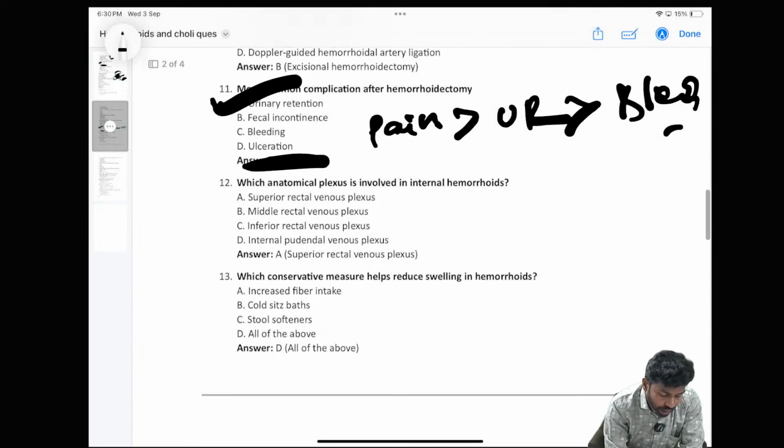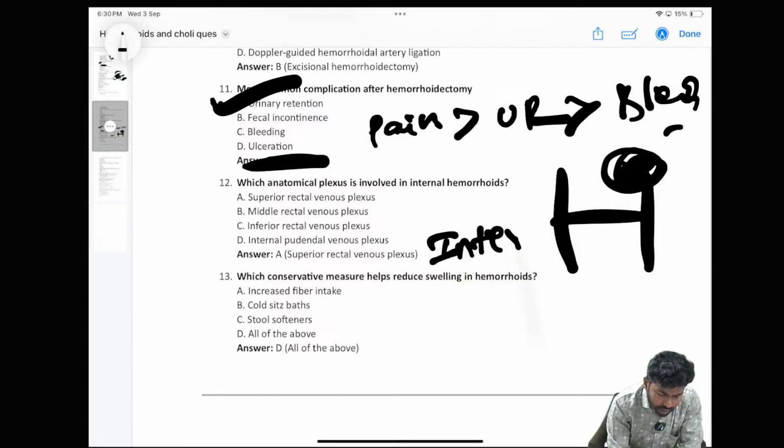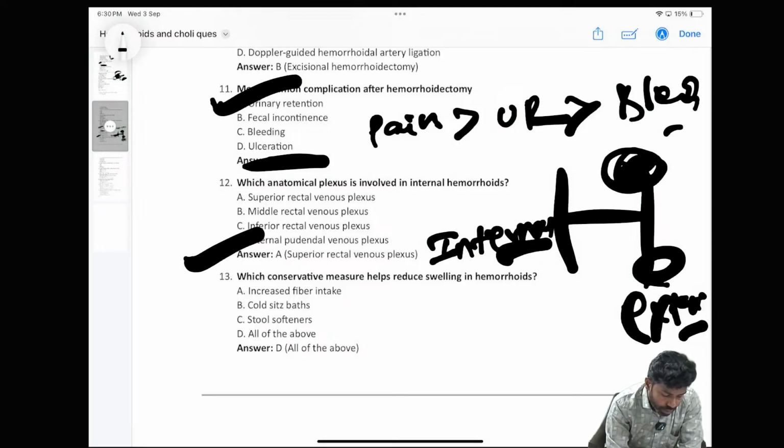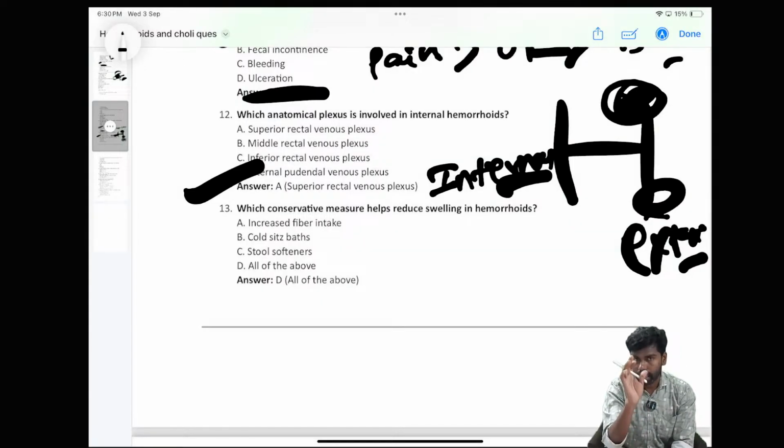So which anatomical plexus is involved in the internal hemorrhoids? Internal hemorrhoids, where are they? Above the dentate line. So it is here above. So superior rectal venous plexus or internal rectal venous plexus. If it is here, what is the name? External rectal venous plexus. So the answer is superior rectal venous plexus. Artery is superior rectal artery. That's why it's a bright red color, not venous.